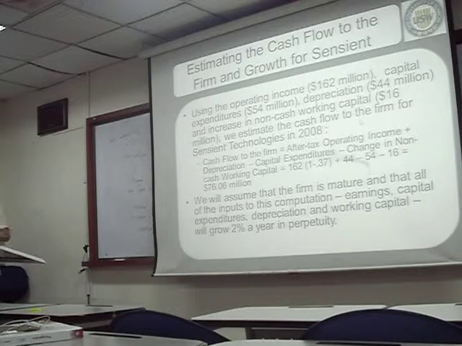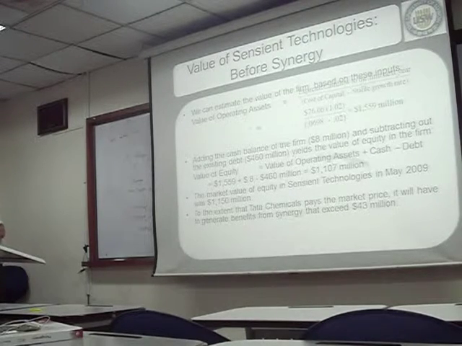So, we estimate the cash flow to the firm for Sensient Technologies, okay? We use the after-tax operating income plus depreciation minus capital expenditures and so on. So we calculate the cash flow, okay? And we estimate that these will grow 2% a year. The cash flow will grow 2% a year. Okay, so next year we have these cash flows and it will grow. Instead of doing the 10-year calculation, we just say 2% growth rate. Okay, so then we can estimate the value of the firm.